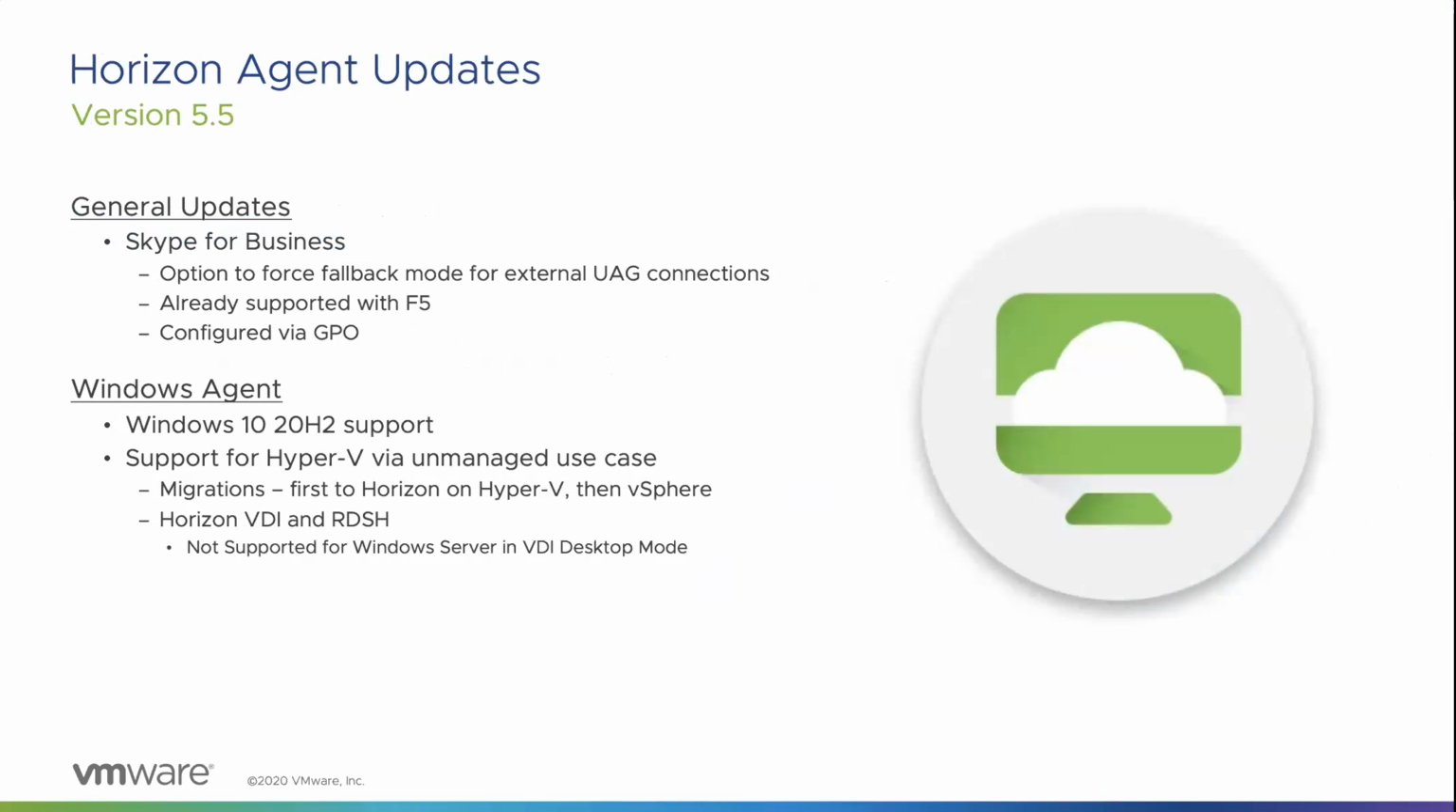Horizon Agent now supports Skype for Business fallback for external UAG connections. This was supported with F5 in the past, and now it's supported for those external UAG connections. On the Windows Agent, support for Windows 10 20H2, and support for that Hyper-V unmanaged use case I talked about.